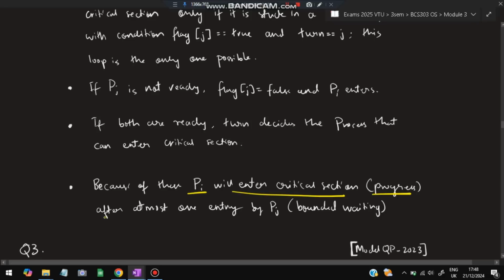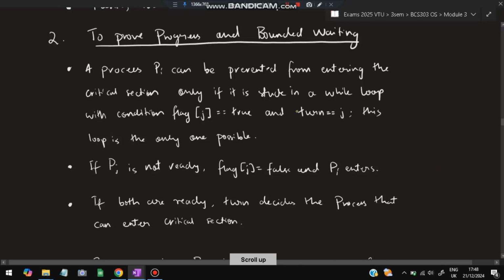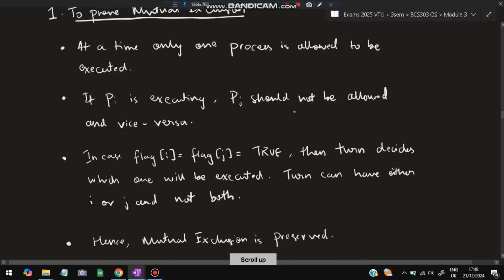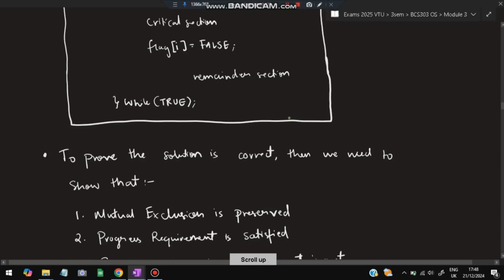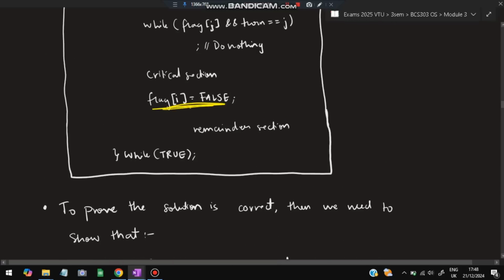That is progress. And after at most one entry of Pj, there is bounded waiting, and Pi cannot enter again and again. Why? Because once it has entered, the flag of that process becomes false, right? Flag of i becomes false after it has entered. If you see here in the code, after entering the critical section, the flag of that particular process becomes false, so that it will not enter again.